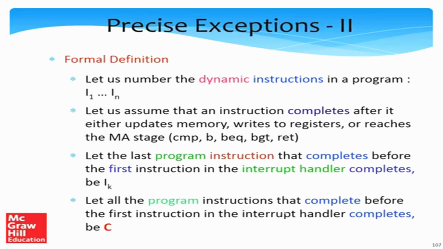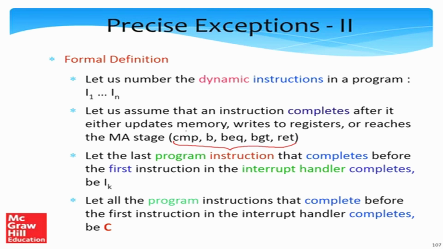So let's now have a slightly more formal definition. Let us consider the sequence of dynamic instructions in the program as I1 to In. Let us further assume that an instruction completes after it either updates memory, writes to registers, or reaches the MA stage, which means that something has happened. And what has happened? Well, let's see.